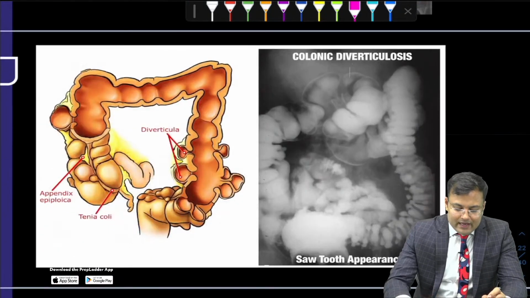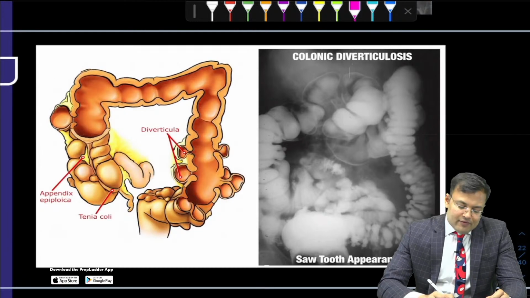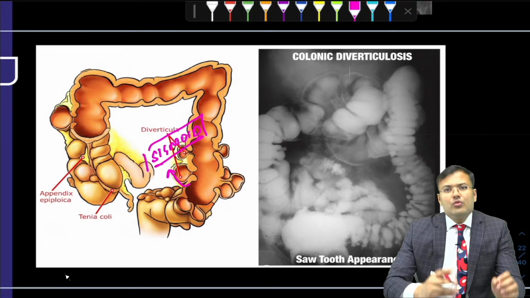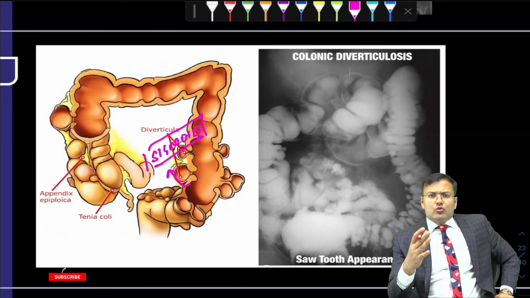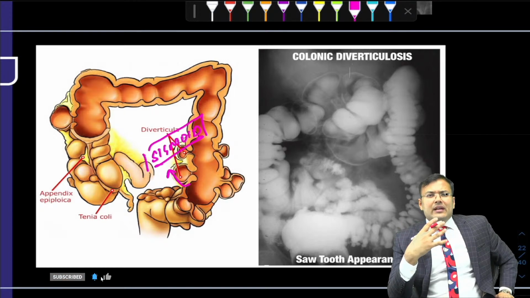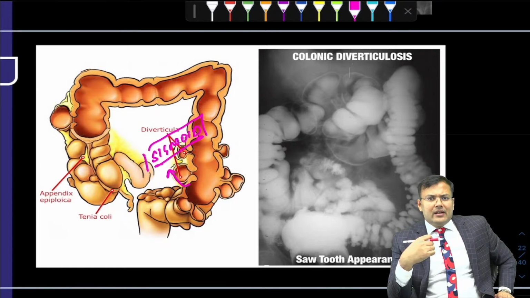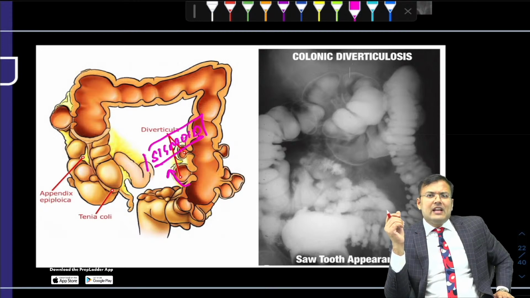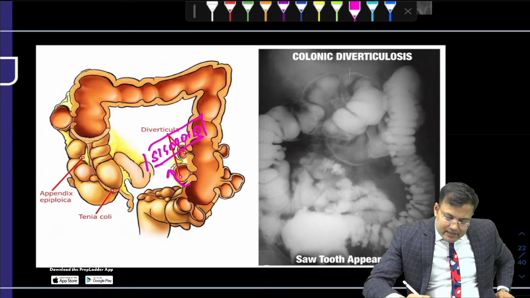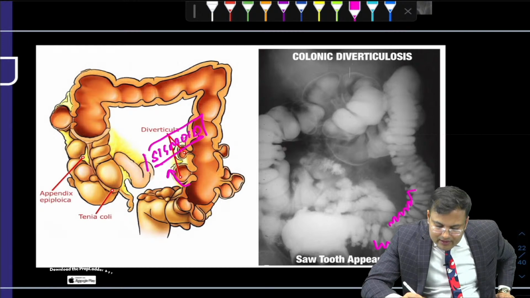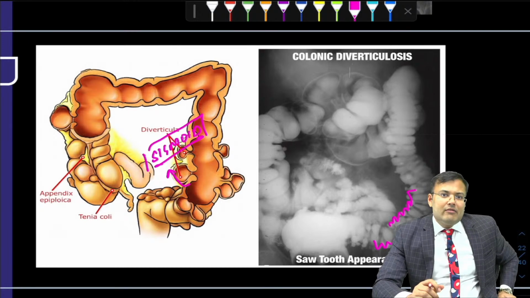See how it looks. The most common site of colonic diverticula is the sigmoid. And what is the cause? It is more common in developed countries because there is decreased fiber and roughage intake. Because of that, there is constipation and formation of diverticula. So here you can see this kind of appearance. This is the sawtooth appearance. Clear? So it is seen in colonic diverticulosis.